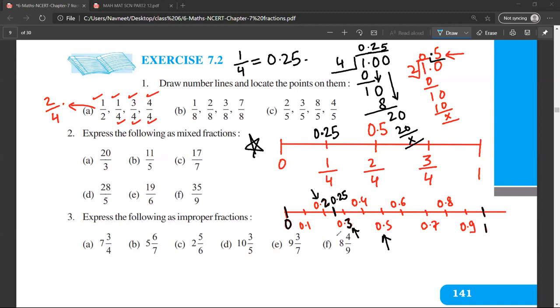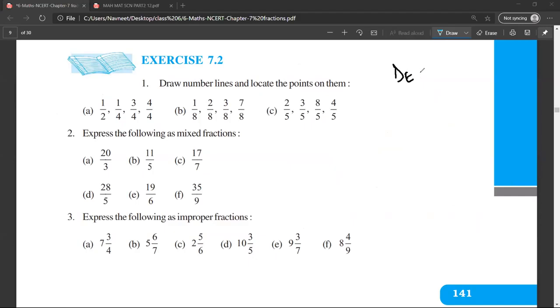See, what I'm trying to tell you is that you also have a decimals chapter. So when you do the decimal chapter, you should have a relook at this question. You should try to change these fractions into decimals. So for example, 3 by 4.